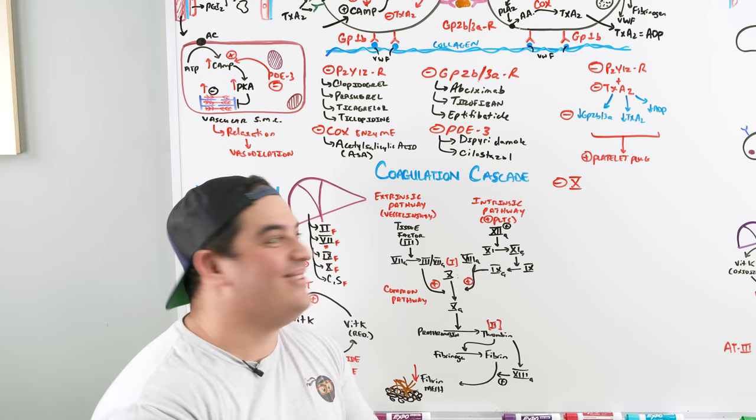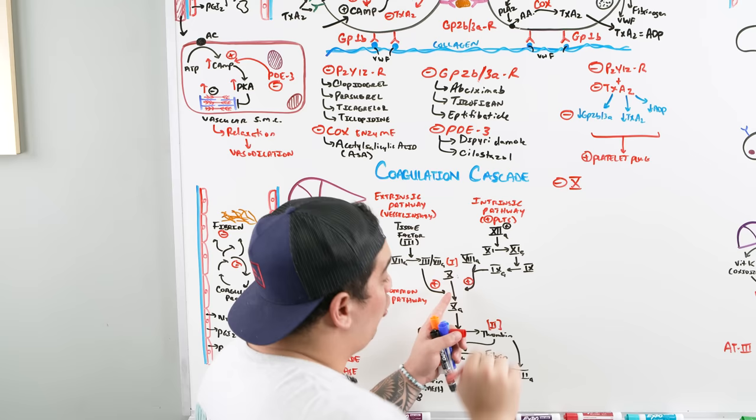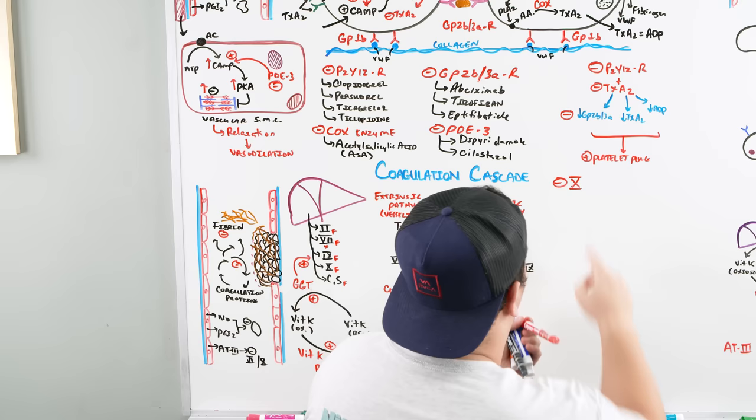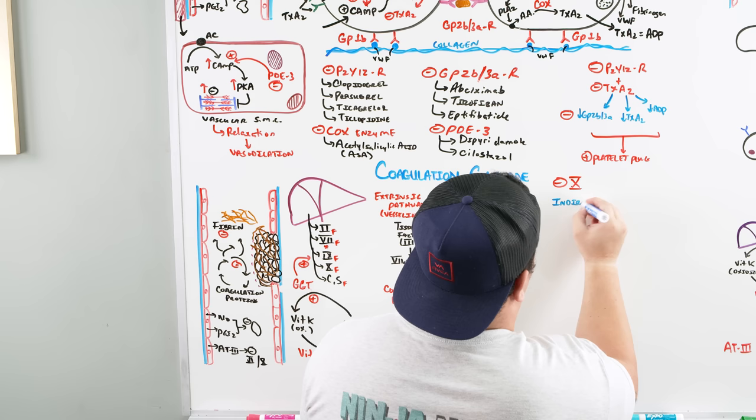So if I inhibit factor 10, I can do it a couple different ways. I can do it directly or I can do it indirectly. So let's say that I write these two ways down. One way that I can inhibit factor 10 is I can do it indirectly. So I'm going to indirectly inhibit factor 10. How do I do that? How in the world can I do that?